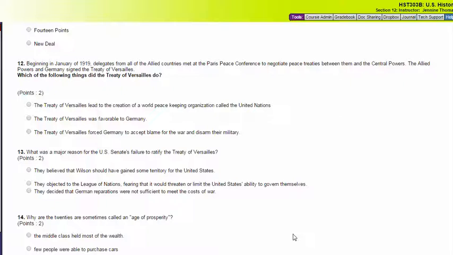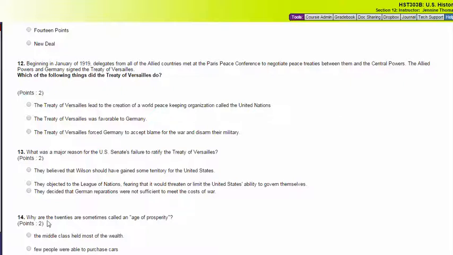Number 13. What was a major reason for the U.S. Senate's failure to ratify the Treaty of Versailles? They believed that Wilson should have gained some territory for the United States. They objected to the League of Nations, fearing that it would threaten or limit the United States' ability to govern themselves. They decided that German reparations were not sufficient to meet the costs of war.